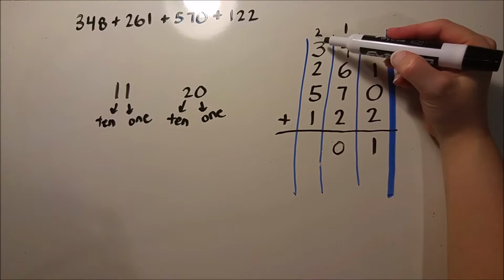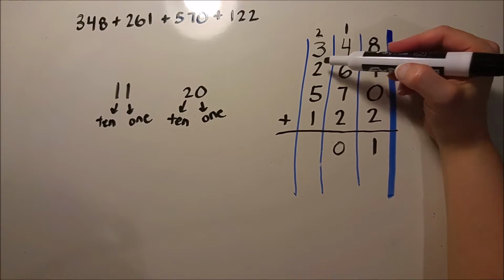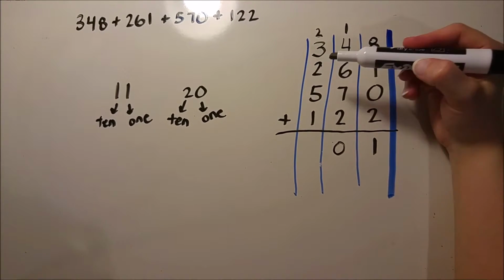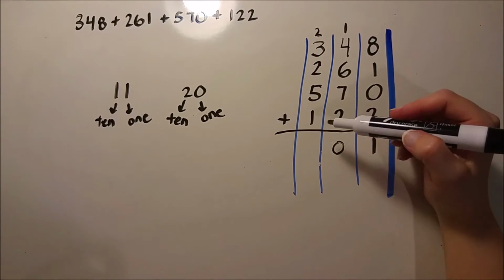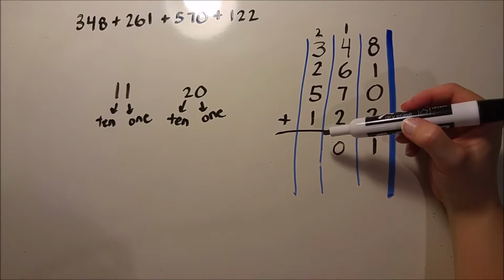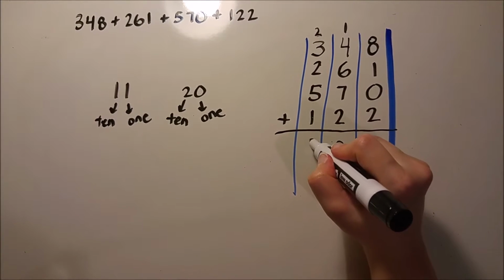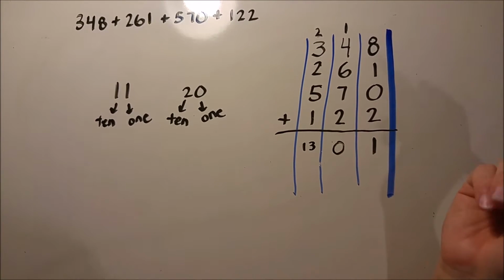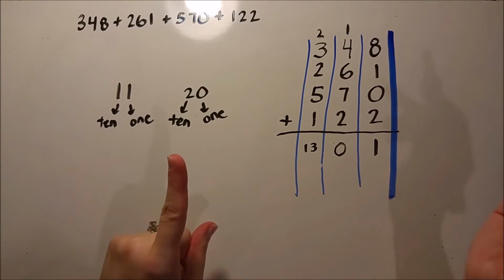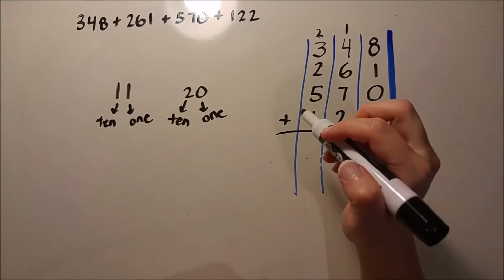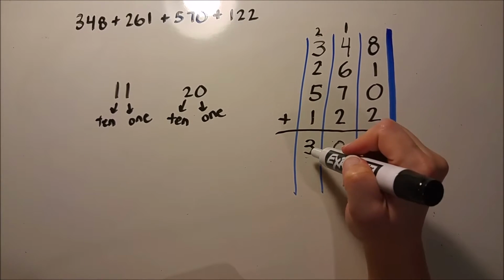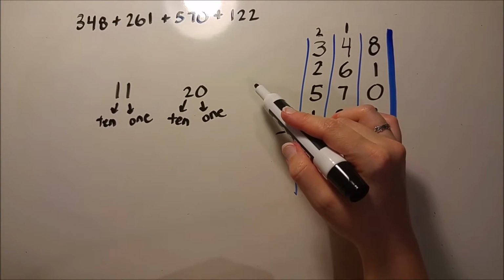2 plus 3 is 5. 5 plus 2 is 7. 7 plus 5 is 12. 12 plus 1 is 13. One last time, you can't just write 13 there. You only get 1 digit per column. We leave the 3 and carry the 1 over for later.